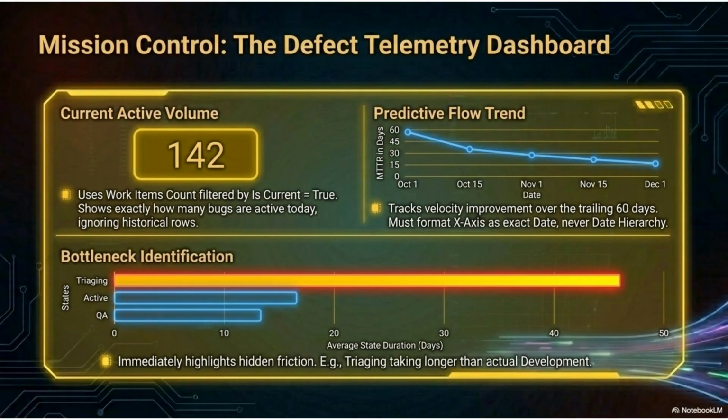The defect telemetry dashboard shows the current active volume and the predictive flow trend, tracking velocity improvement. Bottleneck identification immediately highlights hidden friction, such as triage taking longer than actual development time.